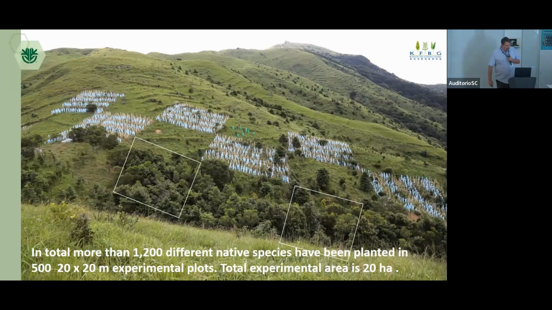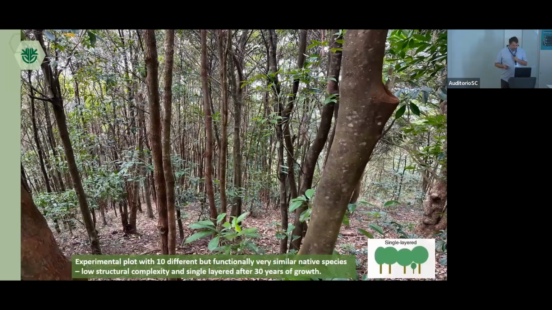So in Hong Kong, we planted 520 experimental plots of 20 by 20 meters. And in total, more than 1,000 different species were planted in the plots. The total experimental area is about 20 hectares. And this is a plot where 10 different species were planted.